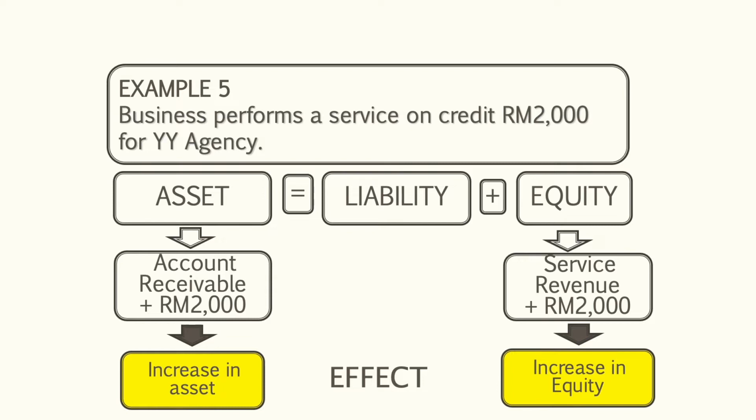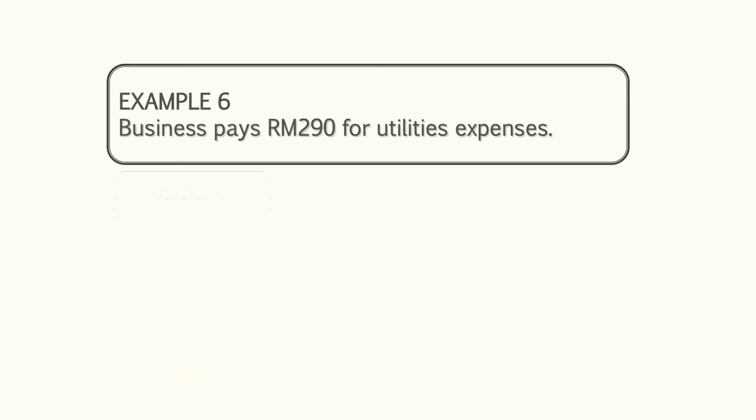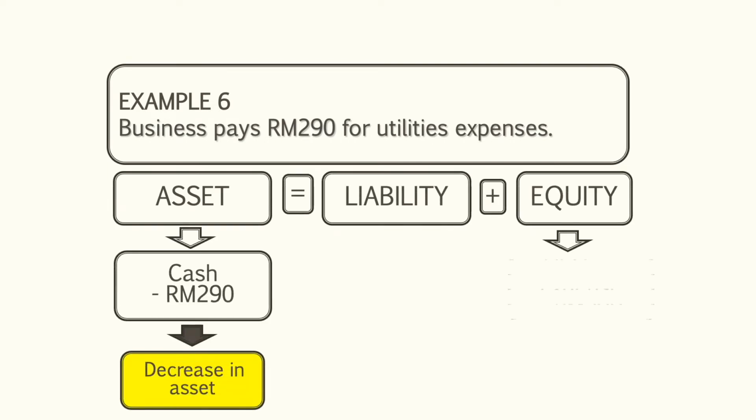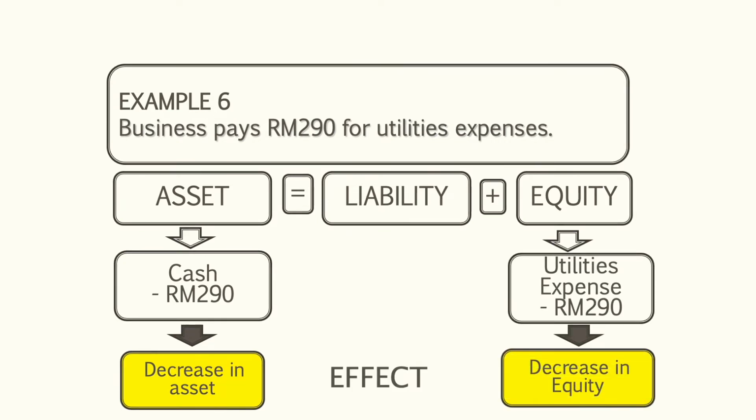So I think this is going to be the final example. The business pays RM 290 for utility expenses. So we are paying RM 290, right? When you pay RM 290, our money goes out. So what happened? We can see the cash will minus RM 290, and at the same time the equity part, under the utility expense, will also minus RM 290. From this transaction, we can conclude that a decrease in asset will decrease equity.